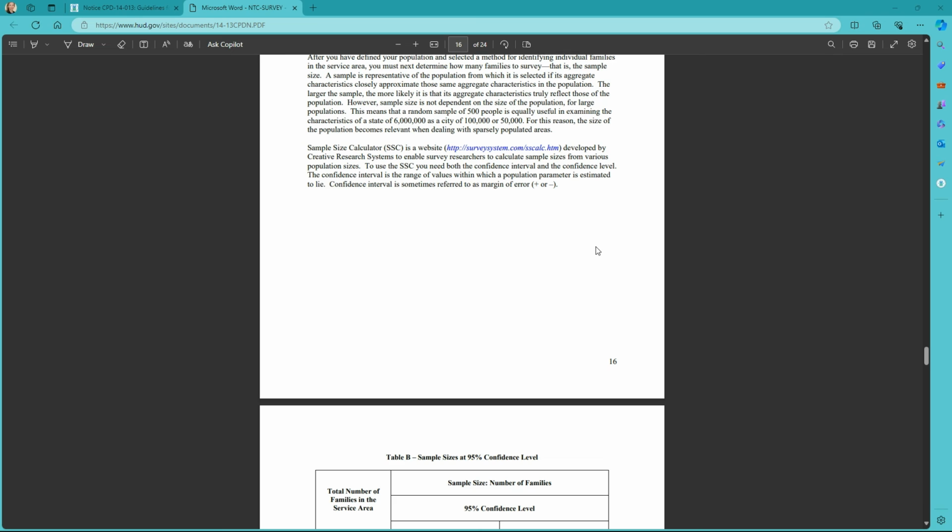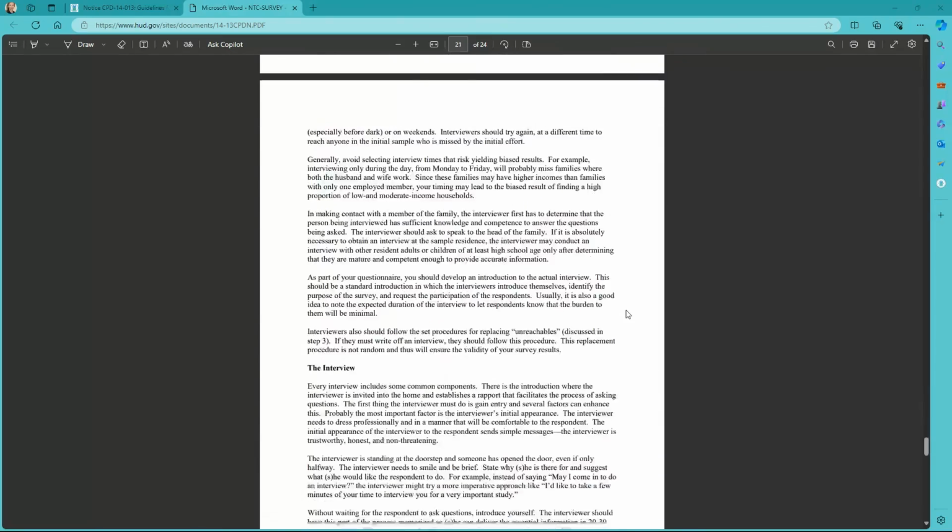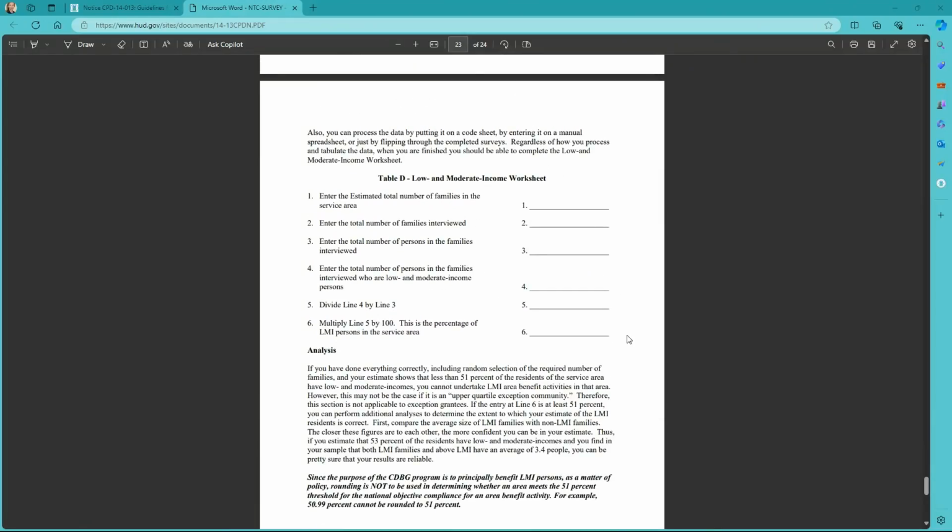This is important because if you don't have the correct sample size, then your survey could be deemed non-representative of the entire population. I'm not going to state everything that's in this notice because it's really important that anyone considering an income survey reads through the recommendations and the guidelines within the CPD notice. I do want to point out here that at the end, there is a worksheet provided that you would use in order to determine your LMI population. Just like we did when using the summary data, at the end, we calculated an LMI percentage.